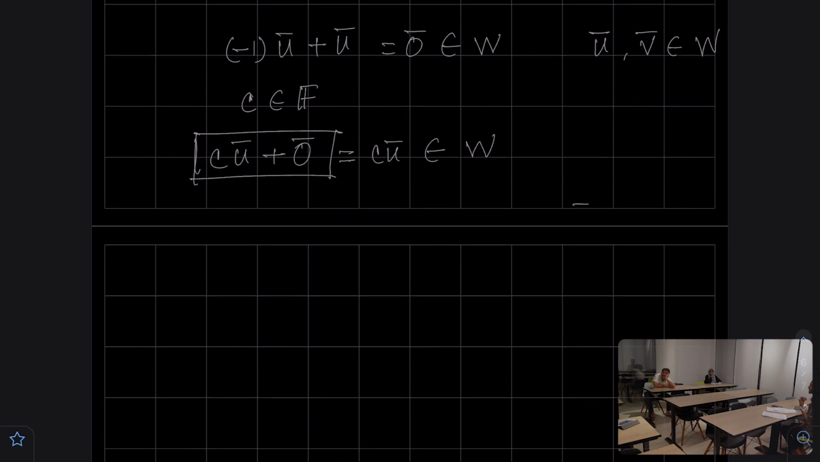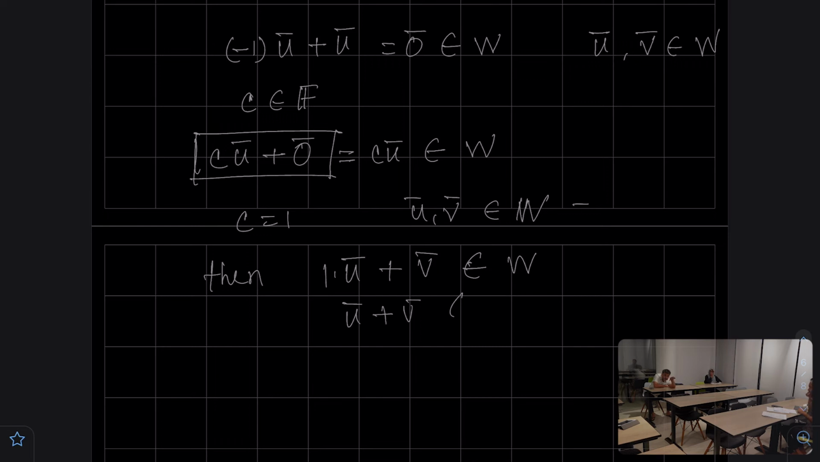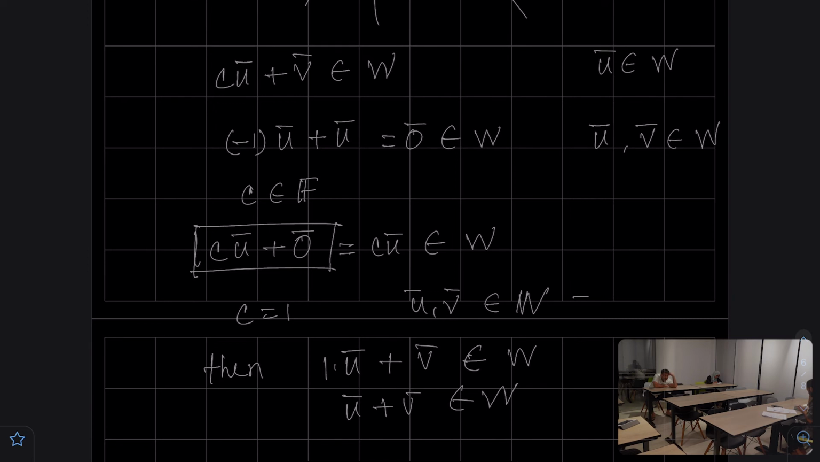The existence of additive inverse. Yes, sir. I already proved it for the vector space in the last class. Yeah. So if that condition is fulfilled, for any u vector and v vector in W, that cu plus v is also in W. How does it prove that if u vector is in W, then minus u vector is also in W? You need to check that here as well. So, sir, 0 is in W.